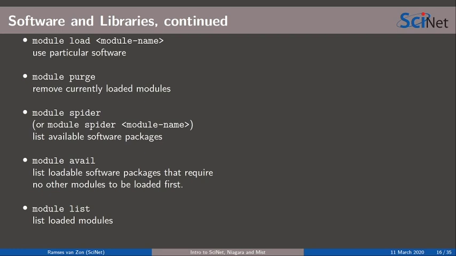So for instance, if I had a GROMACS that is installed with GNU compilers, if I don't load the GNU compilers, I cannot load the GROMACS. So I have to do it in sequence. I'll show you an example in a second. Finally, module list just shows you what's loaded right now.